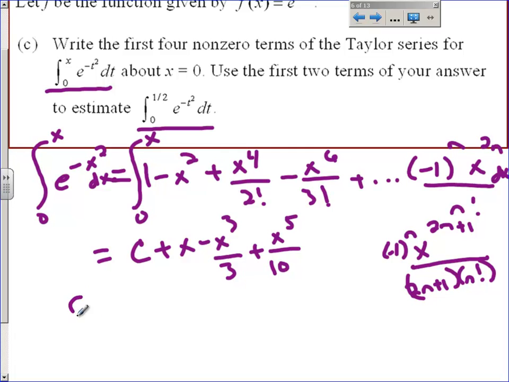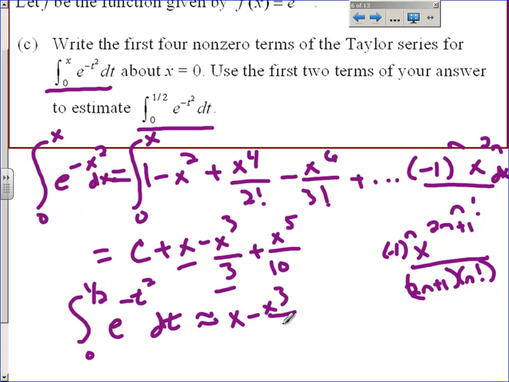Now, when you integrate with a definite integral, you don't need the plus c, because you plug the 1/2 in and then you plug the 0 in, and when you subtract them, the c's cancel. So I'm going to do the integral from 0 to 1/2 of these first 2 terms with x's in it. So the integral from 0 to 1/2 of e to the negative t squared dt is going to be approximately equal to using the first 2 terms here. So that's going to be x minus x cubed over 3.